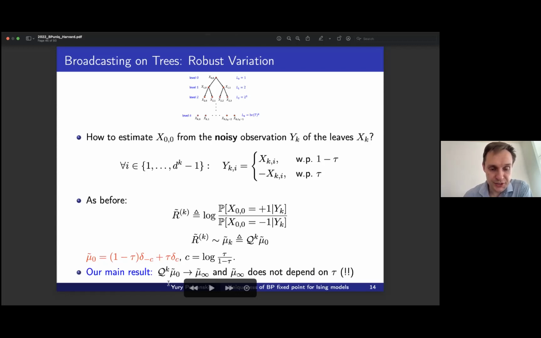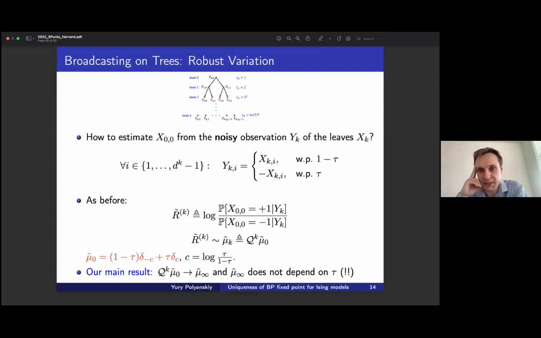So this is what we contributed. People did not know whether in the robust variation, it was conjectured but not proven, that the reconstruction quality converges to the BP fixed point. This is the first claim that there is convergence. This is not clear. There is no martingale argument here. But a much cooler fact is that the quality of reconstructing the root from a very deep tree is completely independent of how noisy your observations are at the bottom.